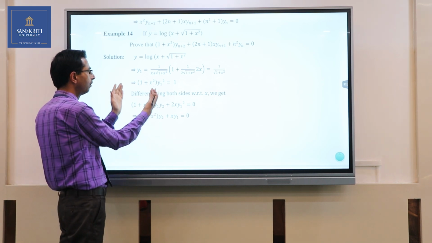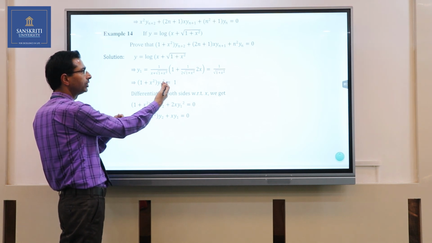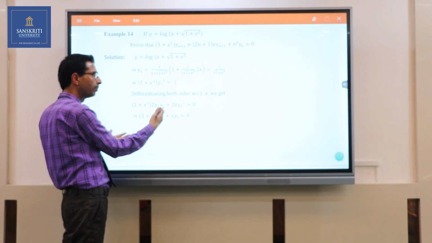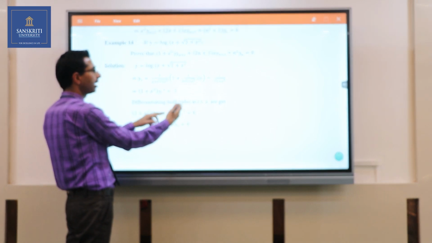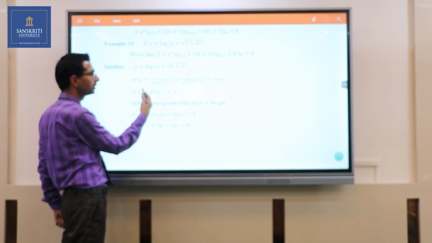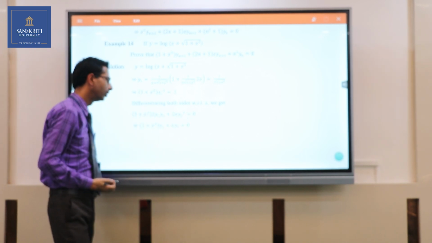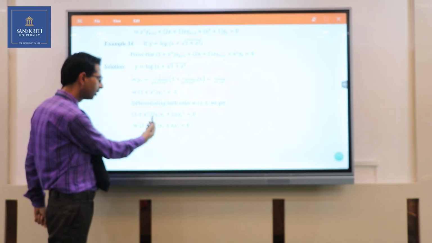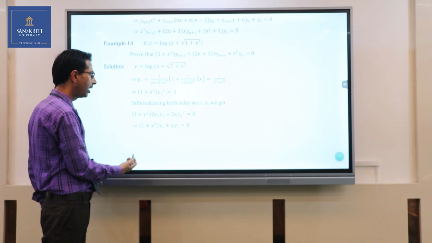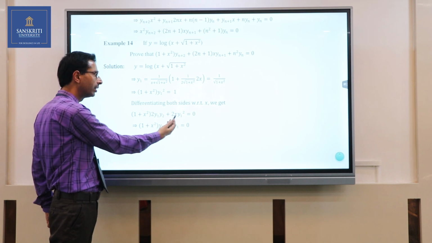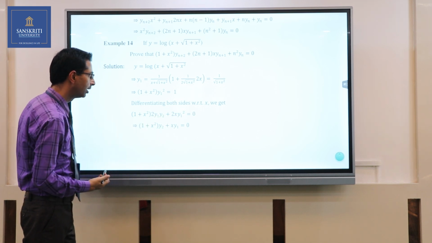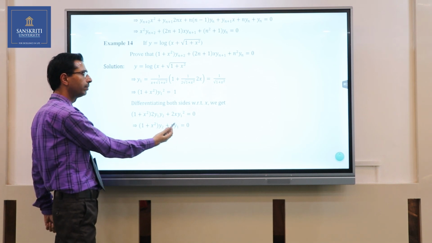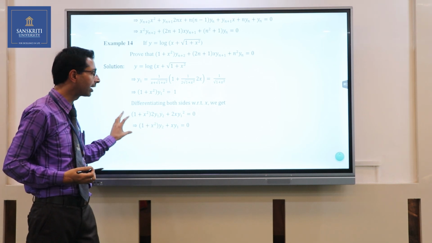Why do we get this? 1 plus x square as it is, and we differentiate y1 square, which gives 2 y1 into y2, that is, y1 square as it is and the differentiation of 1 plus x square, which is 2x, is equal to 0. So we take the common term: 2 is common, and y1 is common. So 2 y1 is taken as common, and then taking this common term on the right hand side, we get (1 plus x square) y2 plus x y1 is equal to 0. This is our second derivative.